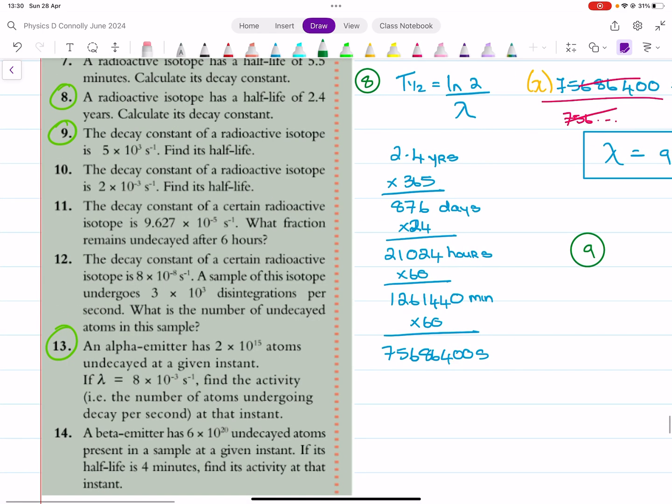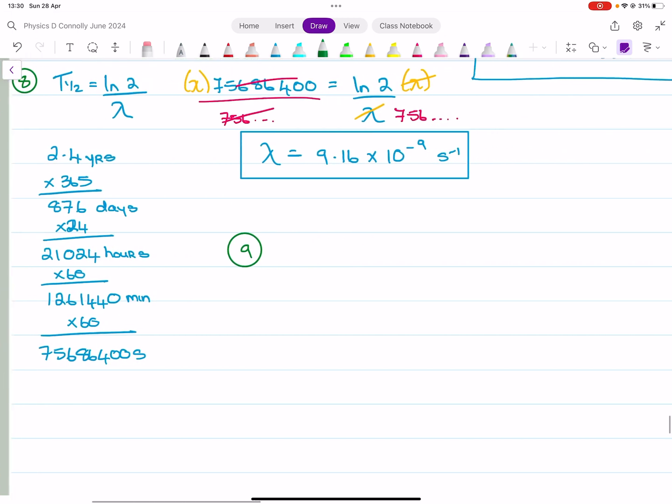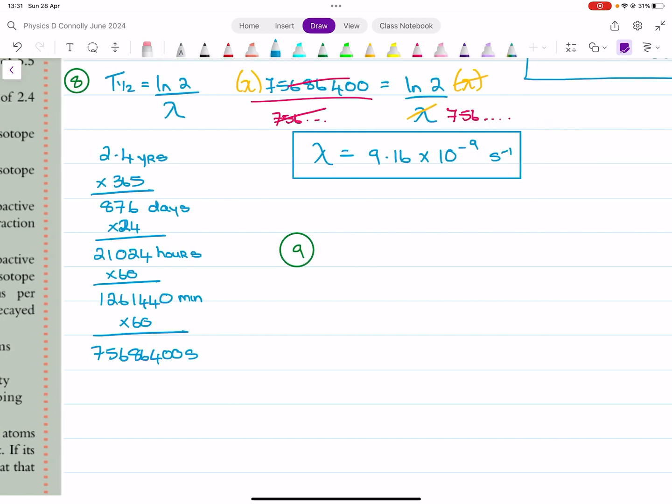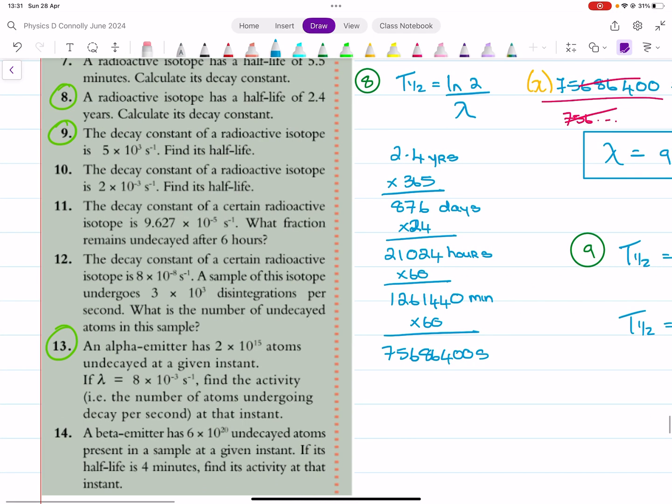9. The decay constant of a radioactive isotope is 5 by 10 to the 3 per second. Find its half-life. So same thing, just the other way around. So it's ln2 over lambda. So T1/2 is ln2 over 5 by 10 to the 3.